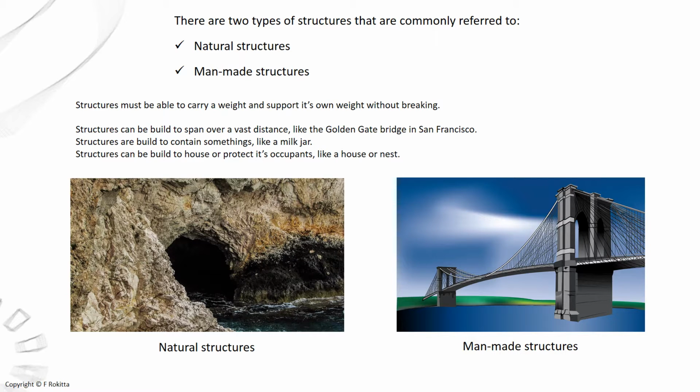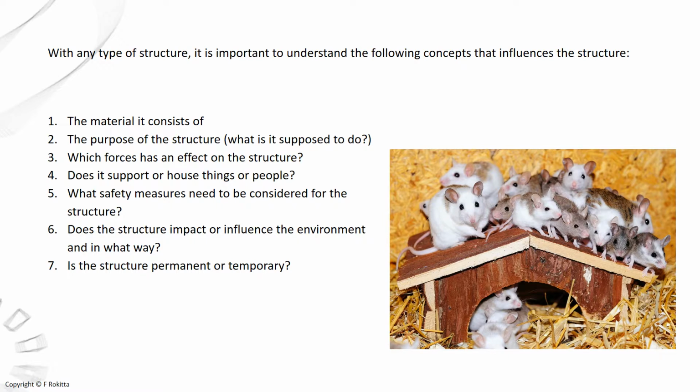Structures must be able to carry a weight and support its own weight without breaking. Structures can be built to span over a vast distance, like the Golden Gate Bridge in San Francisco, and structures are built to contain something like a milk jar, and structures can be built to house or protect its occupants like a house or a nest. Every mouse needs a house.